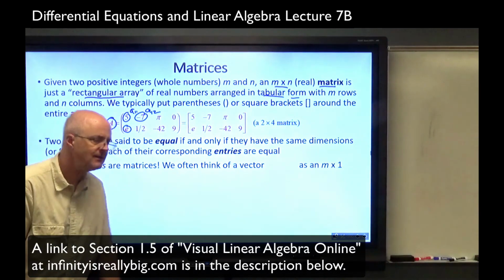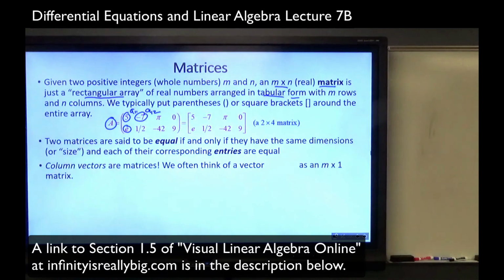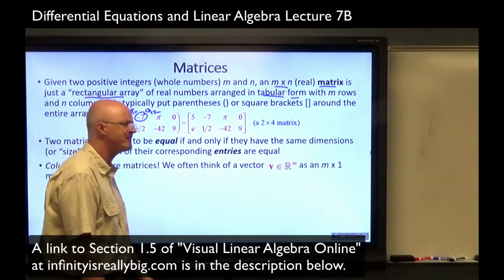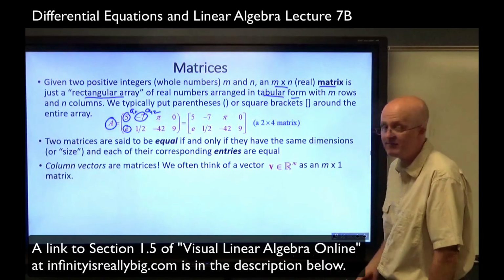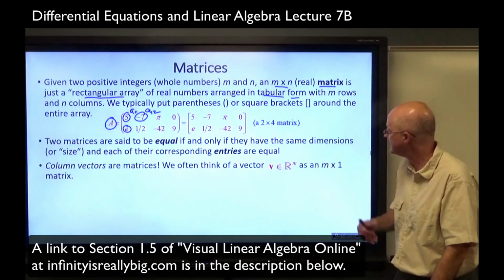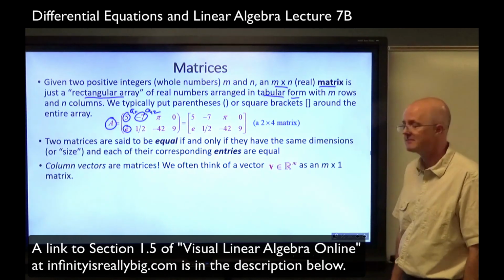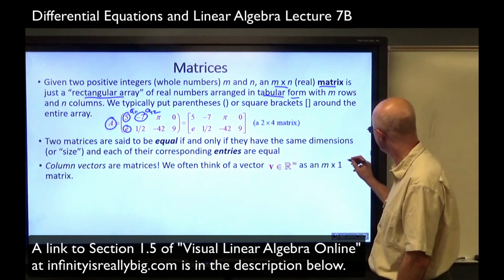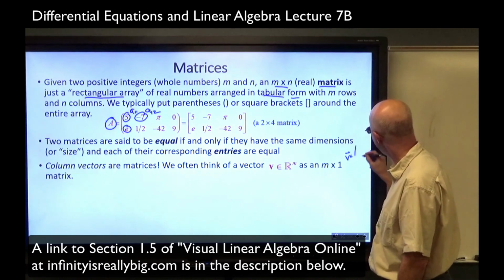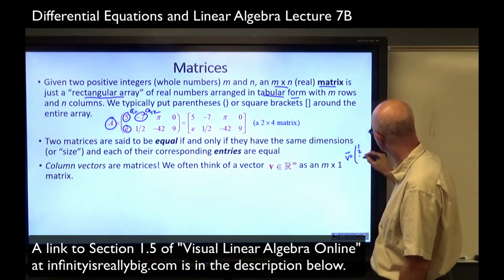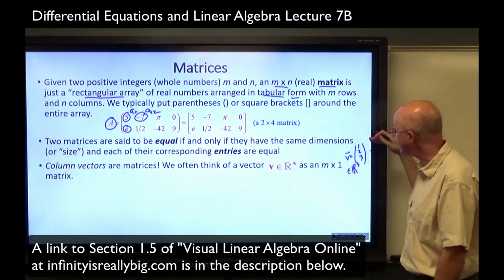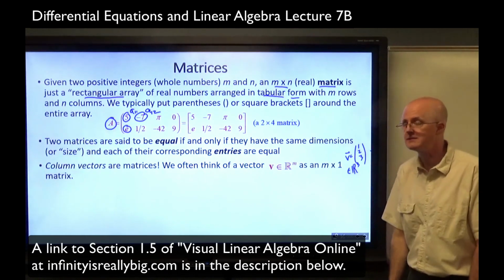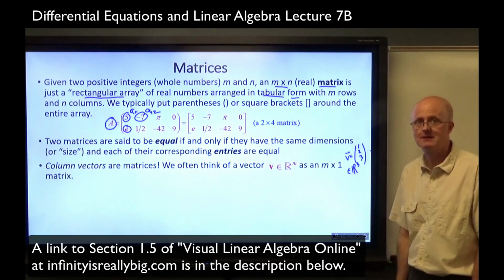Column vectors are matrices. We've talked about vectors before, and column vectors are written as columns. We often think of a vector V in M-dimensional space, where M is some arbitrary positive integer, could even be a million or a googol or whatever, it could be humongous, as an M by 1 matrix. So if M is 3, for example, we could write V as, say, the vector 1, 2, 3. Those are the components. That would be a vector in R3, three-dimensional space. It has 3 components. It is a 3 by 1 matrix. In general, it's an M by 1 matrix.